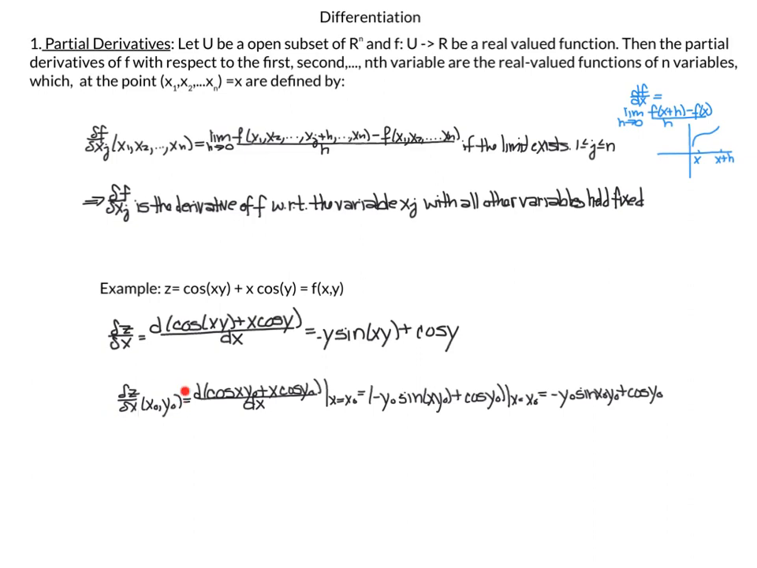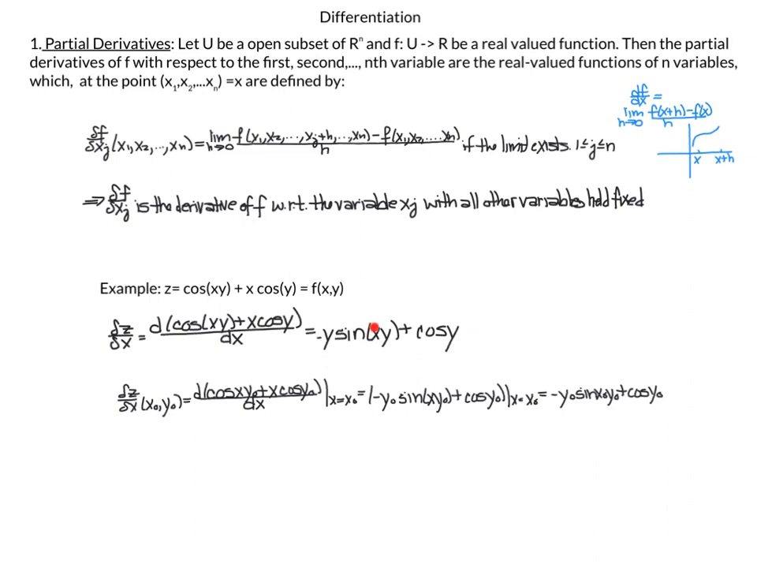On our overview slide, we looked at dz dx evaluated at x naught, y naught, evaluated at a point. In the overview slide, I went ahead and plugged in y naught since it's just a constant anyway, but you could save it and plug it in at the end if you want. Essentially, here I have minus y naught sine of x y naught plus cosine y naught. So I need to plug in x naught for my x. Plugging in x naught, I get minus y naught sine of x naught y naught plus cosine y naught.